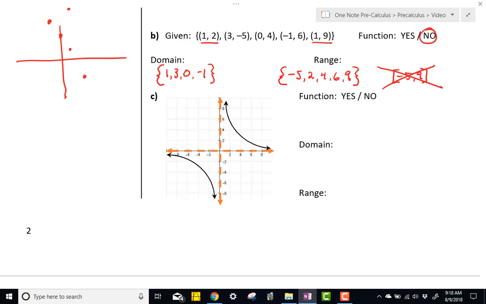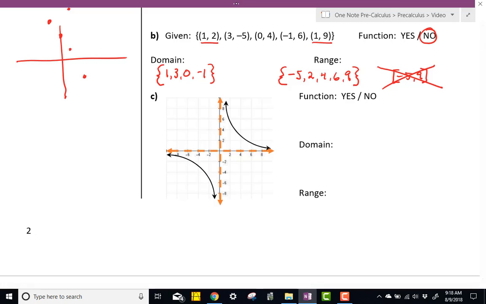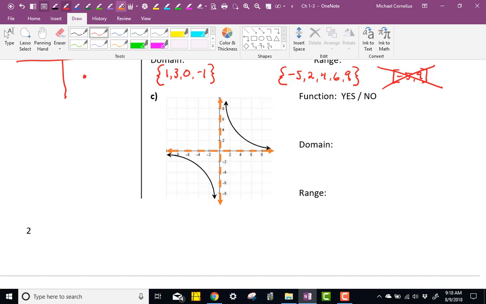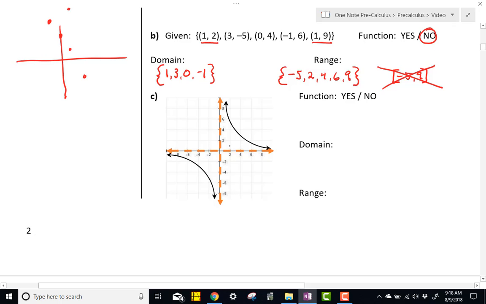All right, so letter C, is it a function? So the first thing I do is that vertical line test, because I've got a graph where I can actually do that. Yes, this is a function. This thing passes the vertical line test. Okay, so what's the domain? Now, hopefully this graph looks somewhat familiar, but it's a function called a rational function. It's y equals 1 over x.